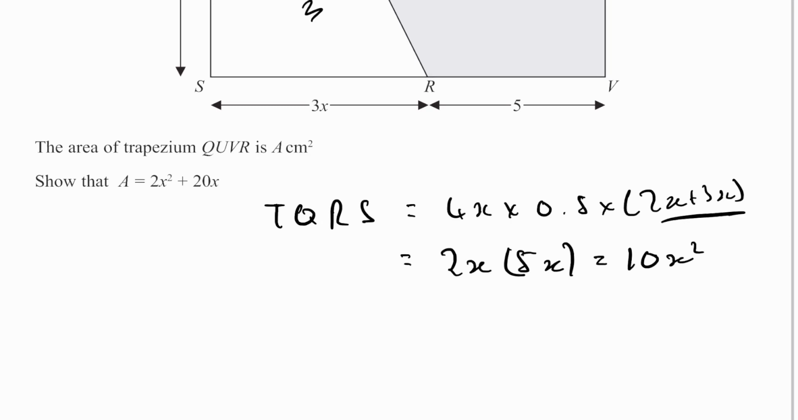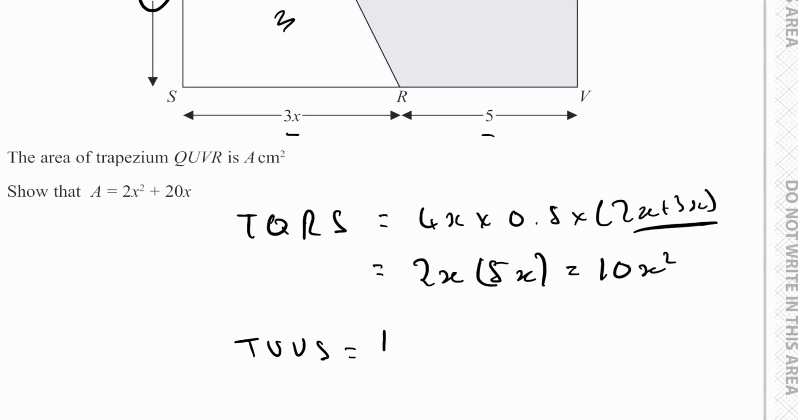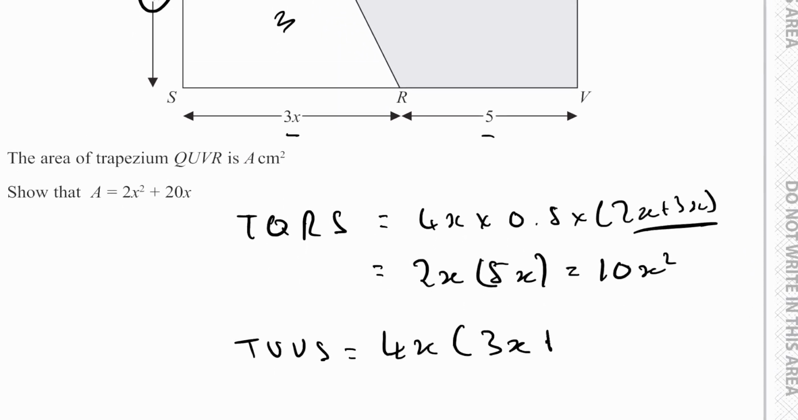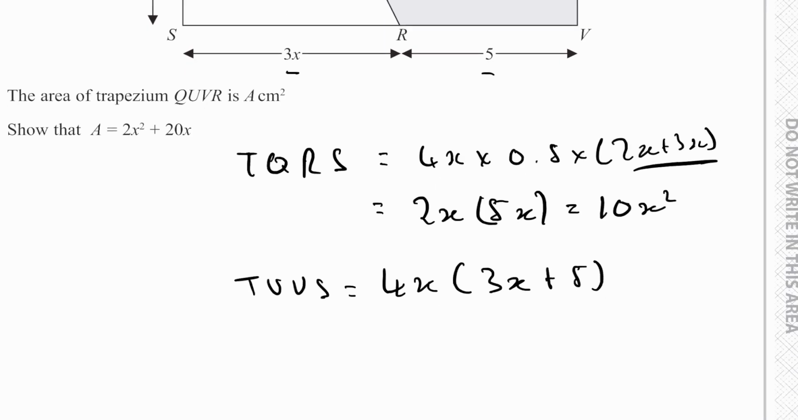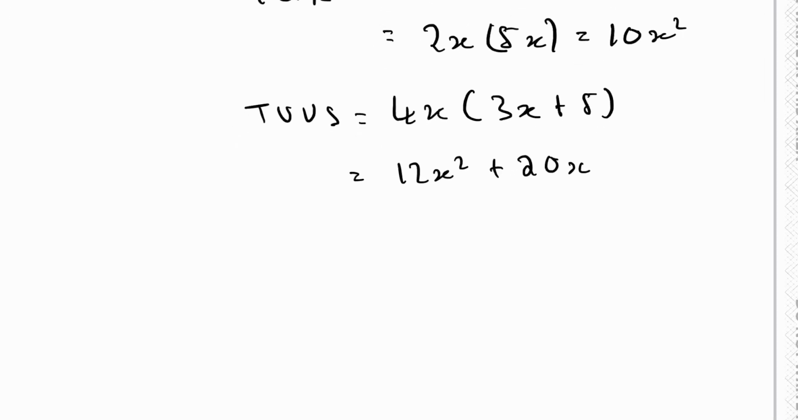And then we want to work out the area of the rectangle TUVS. So you again use the formula. This side will be 3x plus 5, and you want to multiply that by your 4x. So we can write that down, 4x multiplied by 3x plus 5. Then you can just expand those brackets. 4x multiplied by 3x gives you 12x squared, plus 4x times 5 gives you 20x. Perfect. And then the last thing you want to do is take one away from the other.